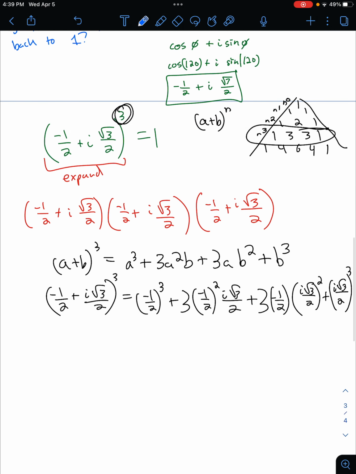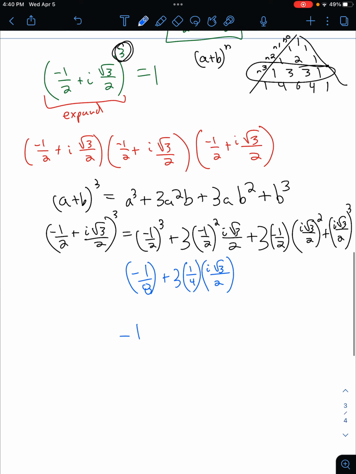Working down, negative 1/2 to the third power is going to be negative 1 over 8. Negative 1/2 squared is going to be positive 1/4. And then i root 3 over 2. Here I'm going to end up with 3i root 3 over 8, so I'm going to write my next line here, plus 3i root 3 over 8, just multiplying my numerators and denominators. This next piece is 3 times negative 1/2. Then we're squaring this, so we end up with i squared, and root 3 squared is just 3, all over 4.